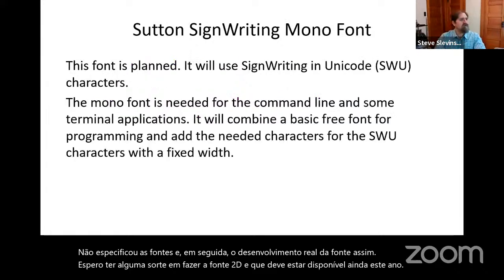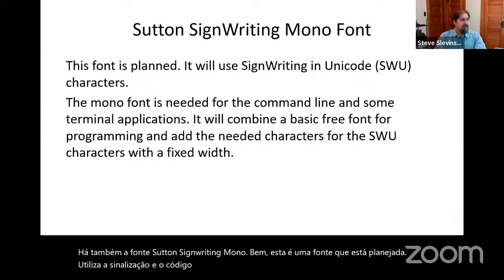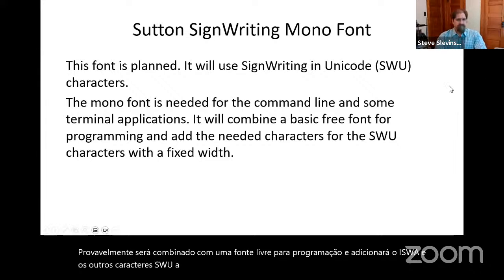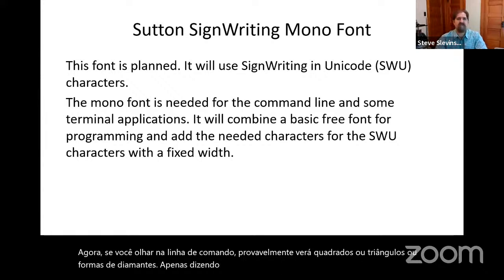There's also the Sutton SignWriting Mono font. Well, this is a font that's planned. It uses the SignWriting in Unicode characters, but the Mono font is needed for the command line and some terminal applications. It will probably be combined with a free font for programming, and it will add the ISWA and the other SWU characters to that font. Right now, if you look on the command line, you're probably going to see squares or triangles or diamond shapes, just saying that the character doesn't have a font specified.